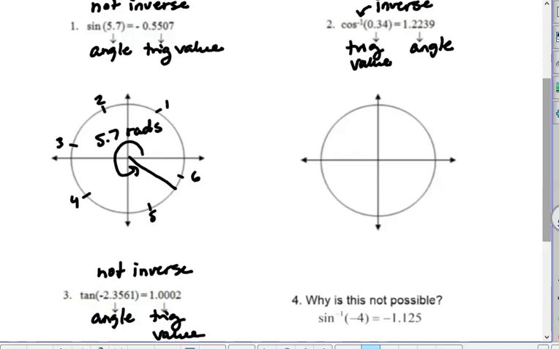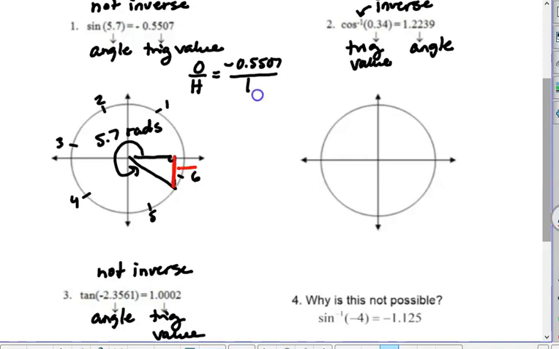Secondly, I want you to label the trig value. Well, the trig value is a ratio of two sides of a right triangle, the reference triangle that goes with the reference angle. Since we're talking about sine, we're talking about opposite over hypotenuse. If I only have a single number, I can always write it as a ratio by just writing it as a number divided by 1. So we could say the opposite side is negative 0.5507 and the hypotenuse is 1. So I'm going to draw my reference triangle and label the appropriate sides.